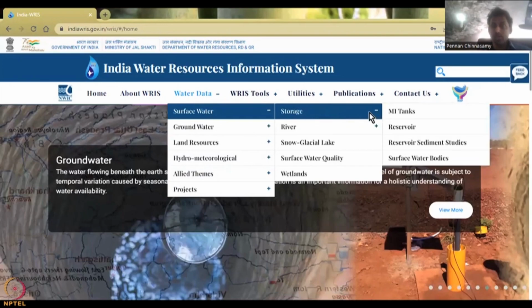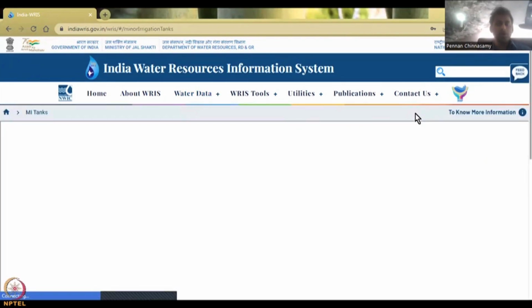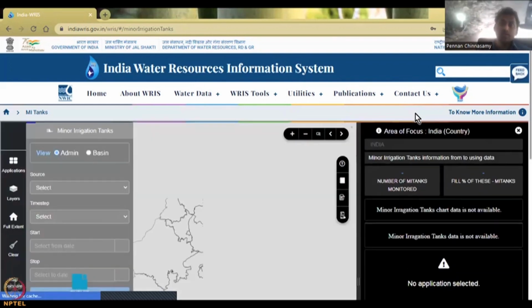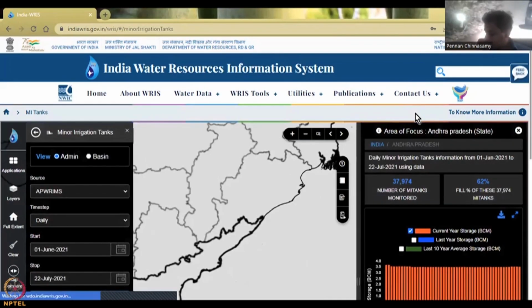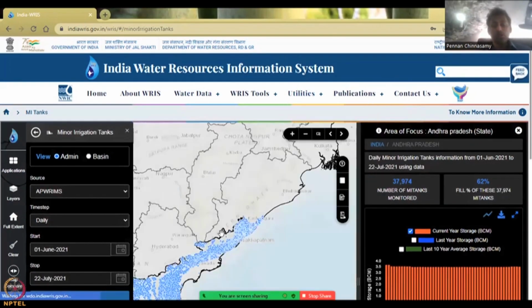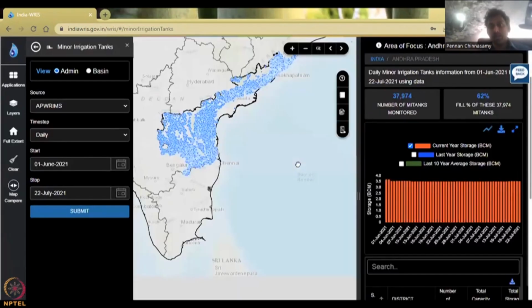So I go to storage and I click MI tanks. So what is MI tanks? These are the minor irrigation tanks. So we understood that when water is stored in these irrigation tanks, water is then released into the land through channels and canal areas, and that canal areas also recharge groundwater. What you see here is only one state in India has put their data on this website, and that is the Andhra Pradesh data.